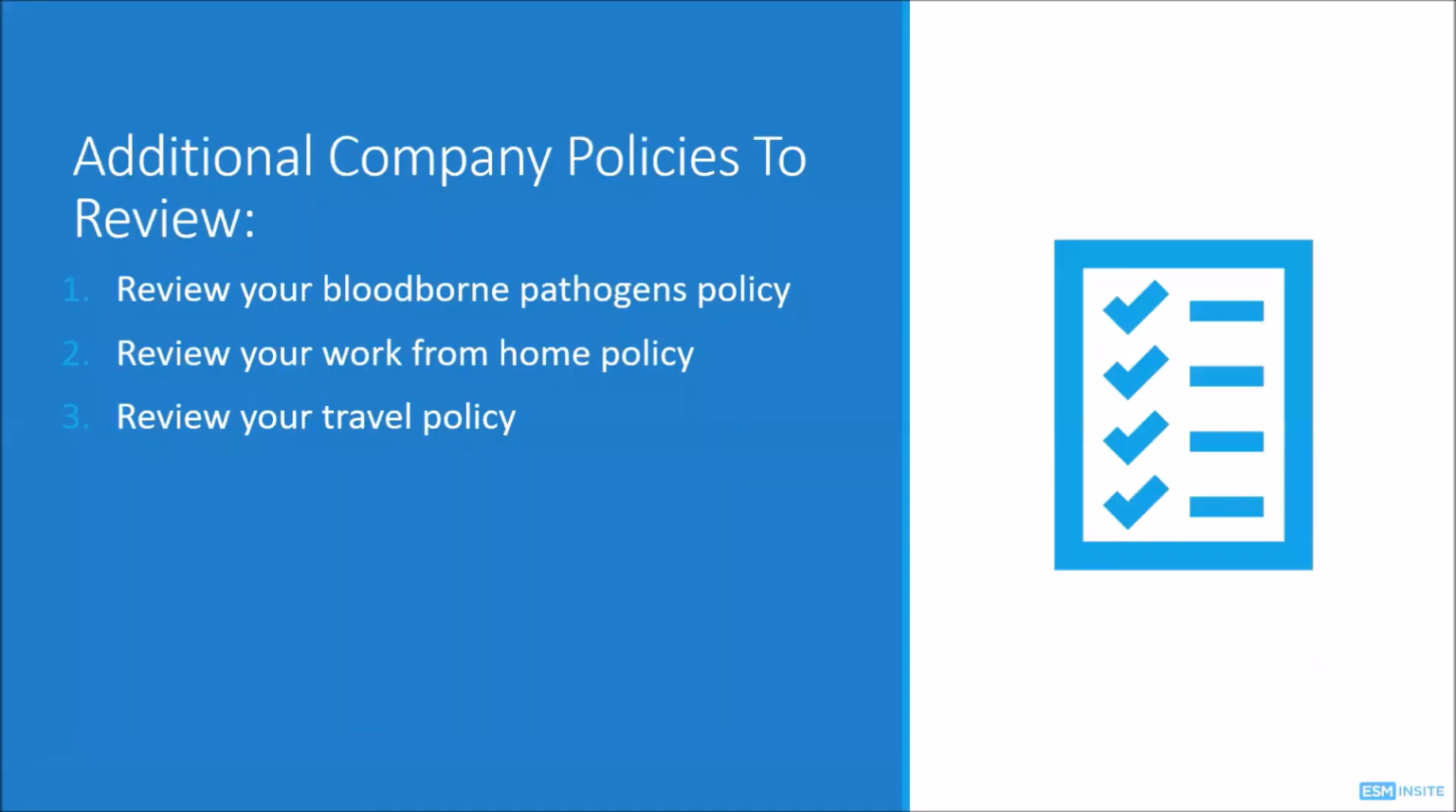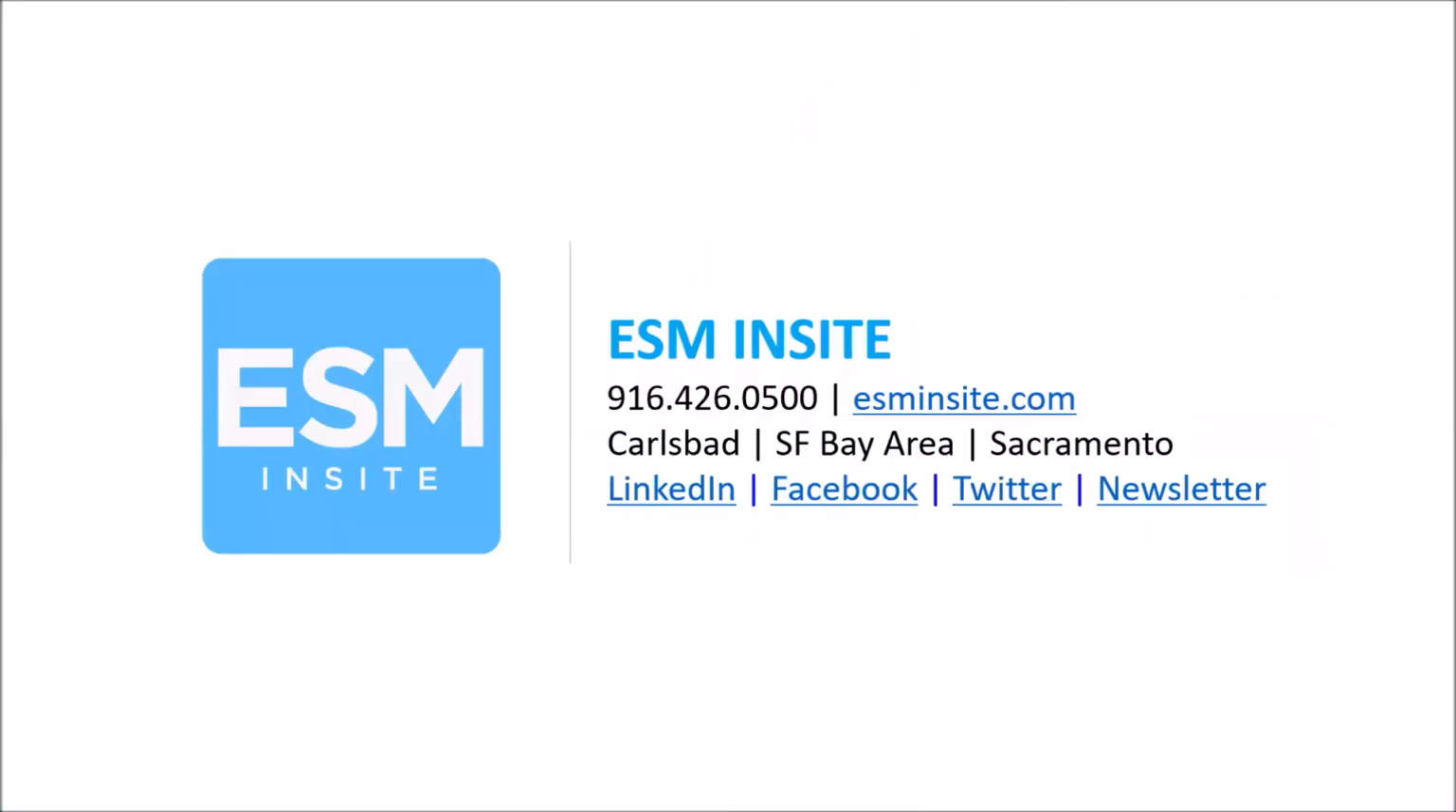And lastly, I'll leave you with additional company policies that we recommend you review. Again, I mentioned the bloodborne pathogen policy, review your work from home policy, perhaps you're more flexible during this period, and then your travel policy. So if you are having employees travel consistently or internationally, consider revisiting that policy and the requirements during this outbreak period. And if you have any questions, feel free to reach out to us. We wanted to just provide you some brief information about how you can create your own exposure control plan, and then policies, recommendations, and training that you can review and provide to your staff.